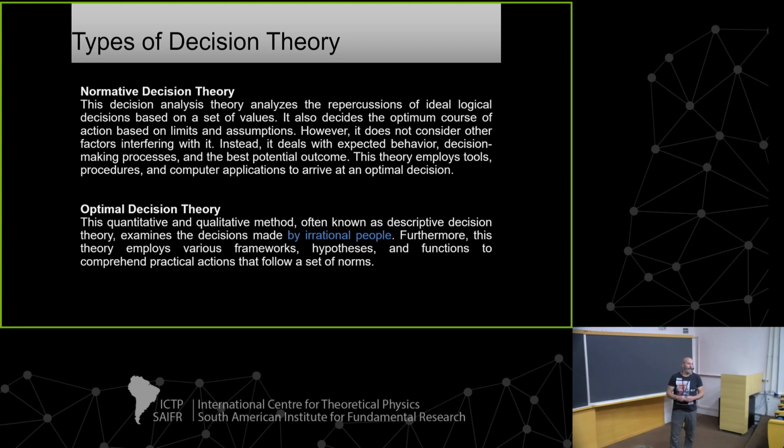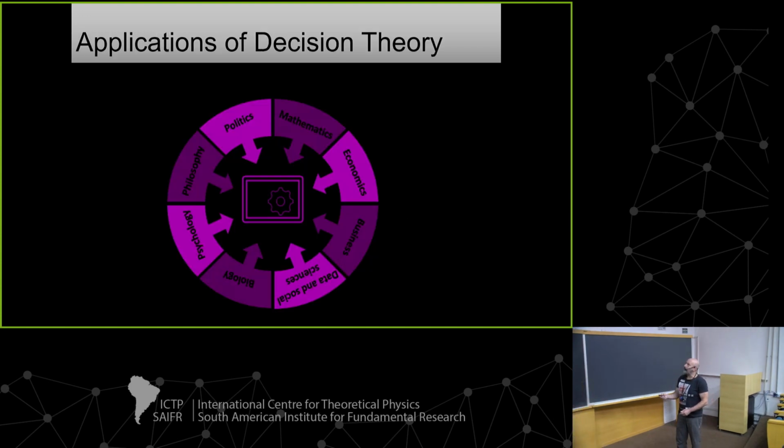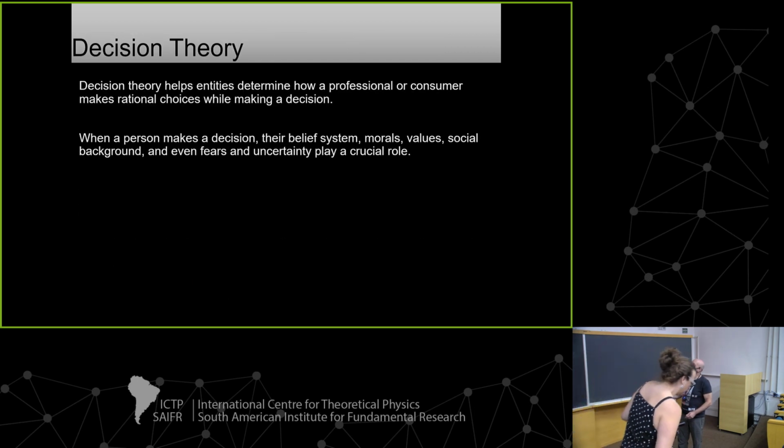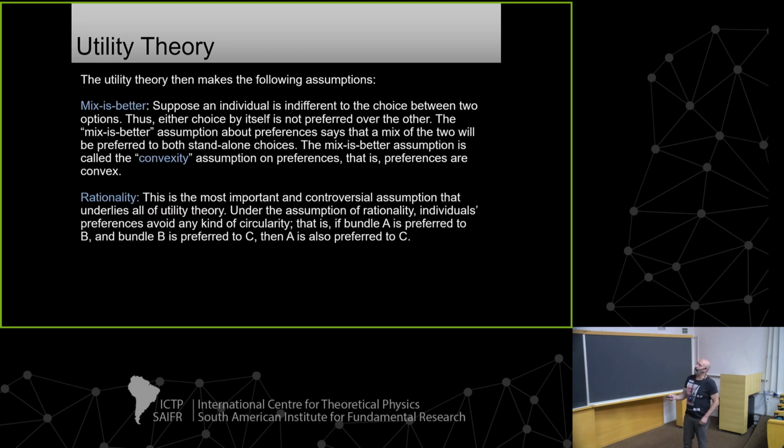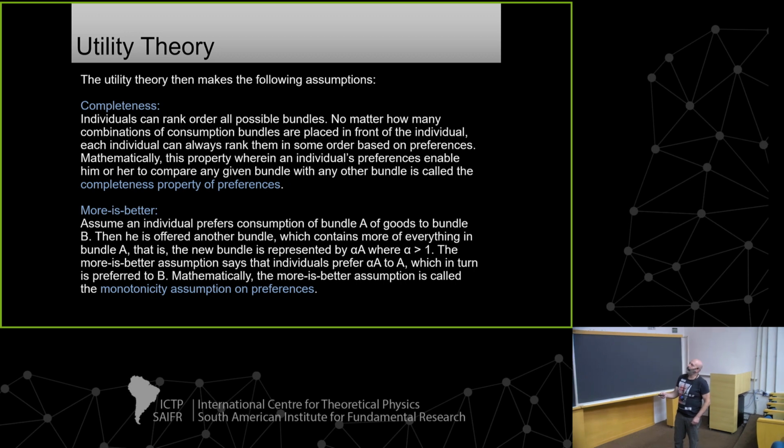The hypothesis of transition, completeness, and monotonicity are applied to irrational? No. The utility theory is only applied to the normative decision theory, and it's not working for the irrational actors. Marcelo, I'm sorry to disrupt you.